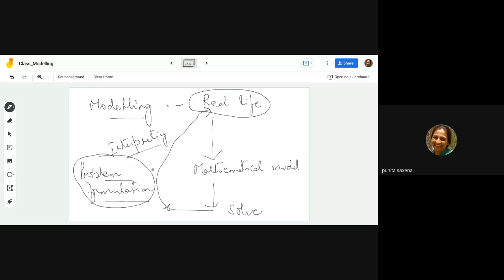Say, for example, Akanksha has 5 toffees and Ayushi has 6 toffees. So these are the statements that you are writing, right? So that means you are trying to formulate the problem, or you are trying to write the mathematical model for that problem. Now, once that model has been written, then you solve it.